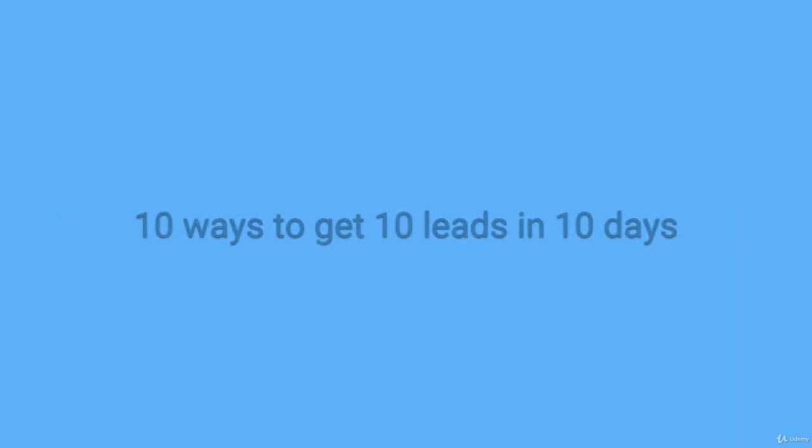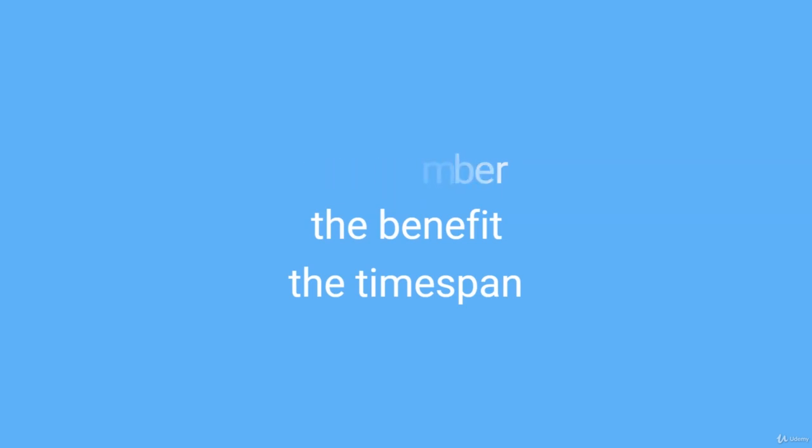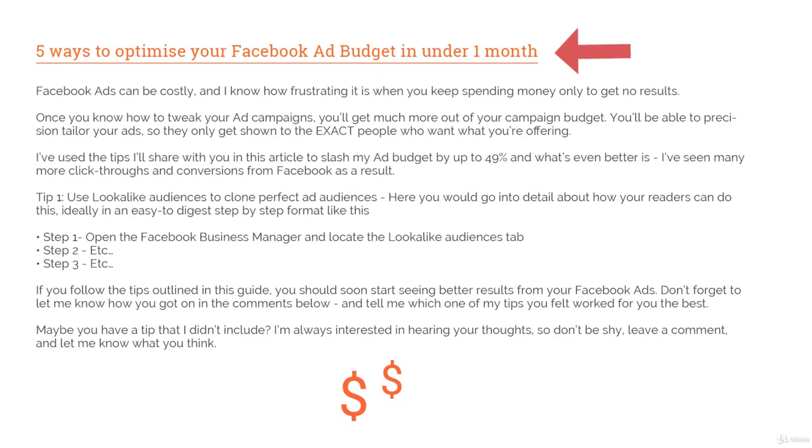Here's the format. Step 1 is title. Your title should mention 3 things. First is the number of tips that will be on your list, second is the benefit people will get if they read it, and ideally, the time span in which they can achieve this benefit. For example, 5 ways to optimize your Facebook ad budget in under 1 month.